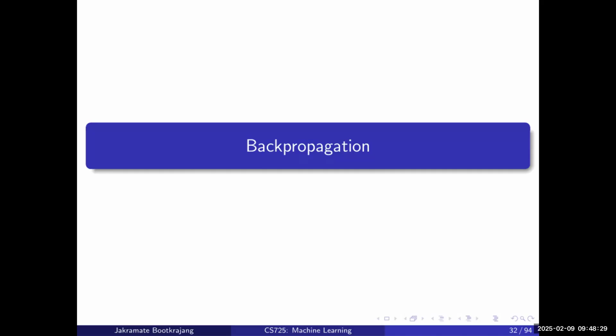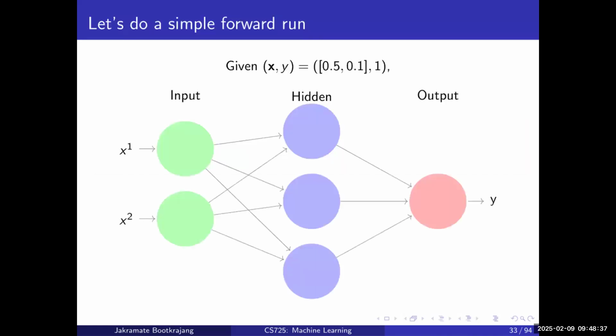So let us look at backpropagation. How do we update the weights backward? We start with a simple forward run. If you have the data, you have x to be 0.5 and 0.1. These are the two inputs, and your output will be 1. So if my input is 0.5 and then 0.1, you want the output to be 1.